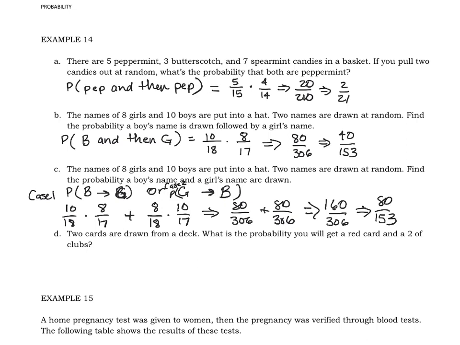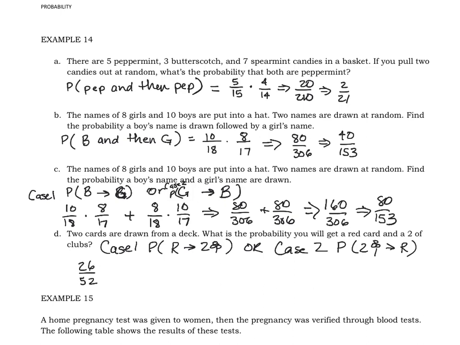So we have the case 1, where we're going to take the probability of a red followed by the 2 of clubs. Or our case 2, where we have the probability of a 2 of clubs followed by the red card. Okay, let's see what we have here. So red, that's 26 out of 52. There's only 51 cards left. And a 2 of clubs is not red, and we only have 1 of those. All right, so there's my case 1, or means add.